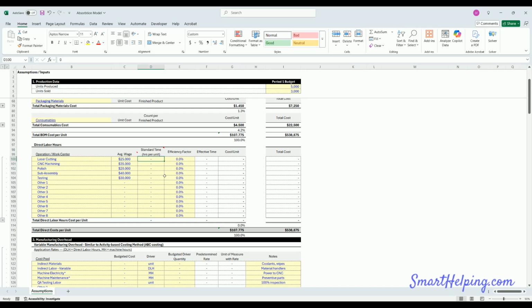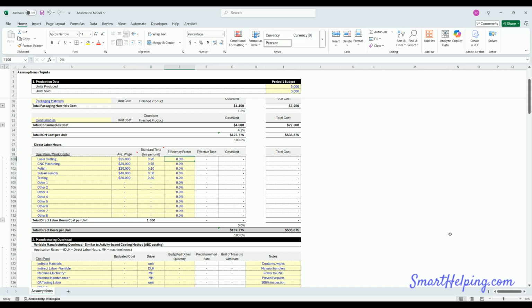Then we have standard time. So this is hours spent per unit. So for example, the laser cutting. This person's $25 an hour, and on a given unit, how much time are they spending per unit? Let's say 0.2 hours. And then for CNC machining, maybe 45 minutes, so 0.75 hours. Polish, maybe 0.1 hours. Subassembly, maybe 0.5, half an hour. And then testing, maybe 0.3 hours, 20 minutes.